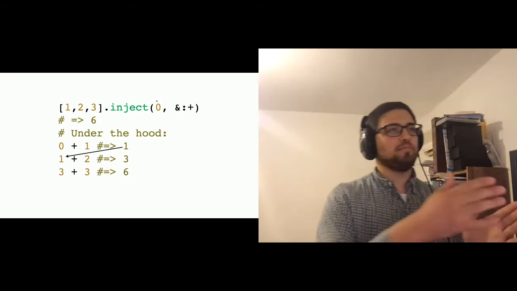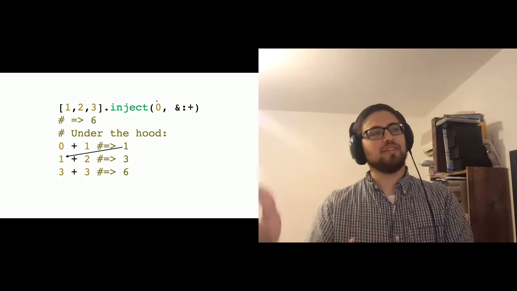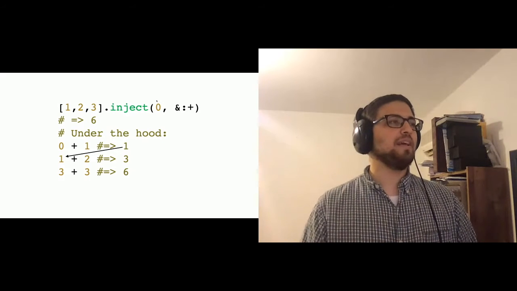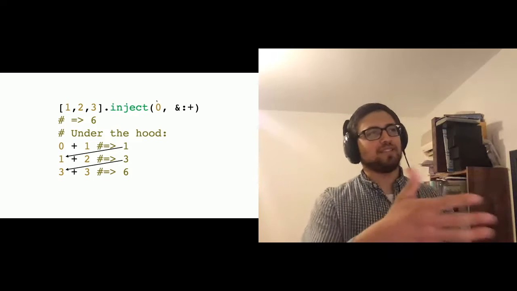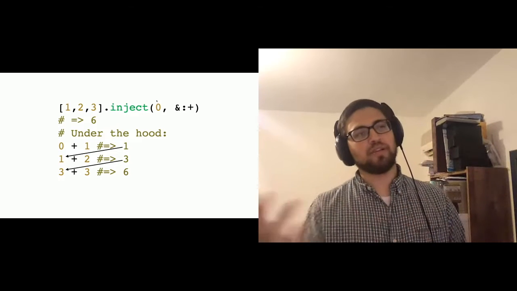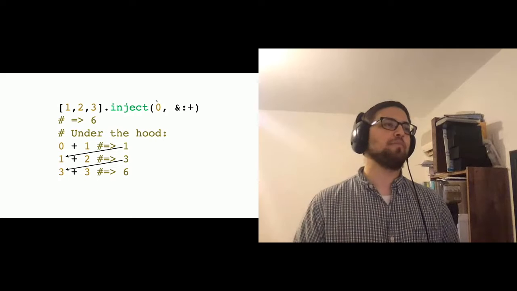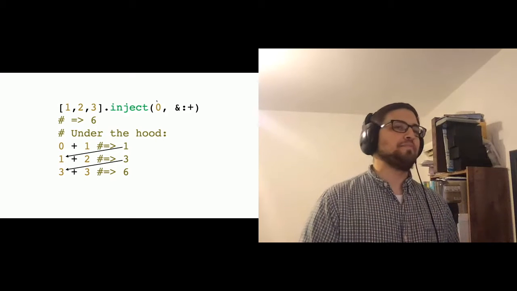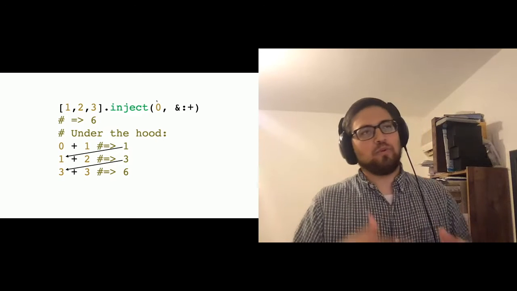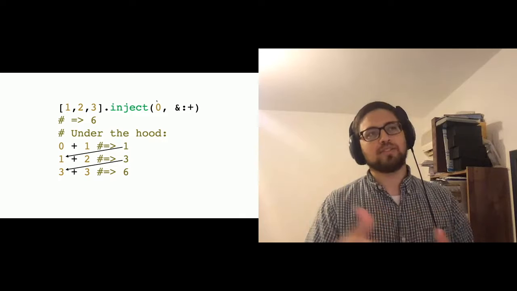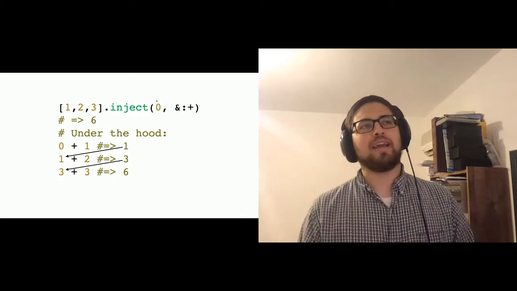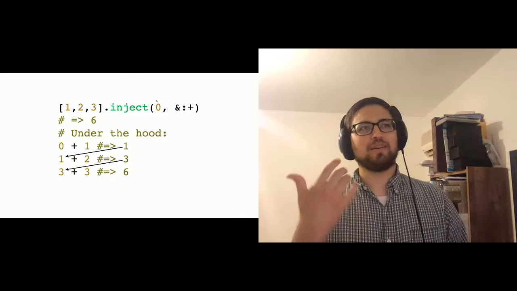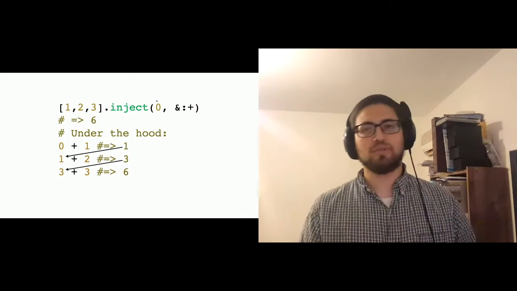I'm going to say plus is the operation, and then two. Okay. And that'll give you three. Three then carries over. And I say, okay, what's the next item in the array? Three. So three plus three is six. Okay. So basically we're using the symbol plus to proc as something to stand in for a block that accepts multiple arguments.